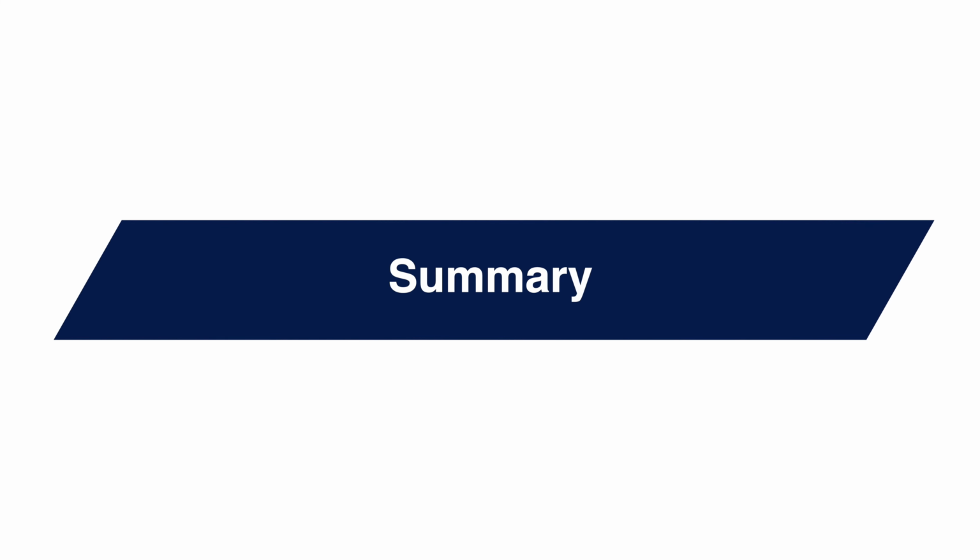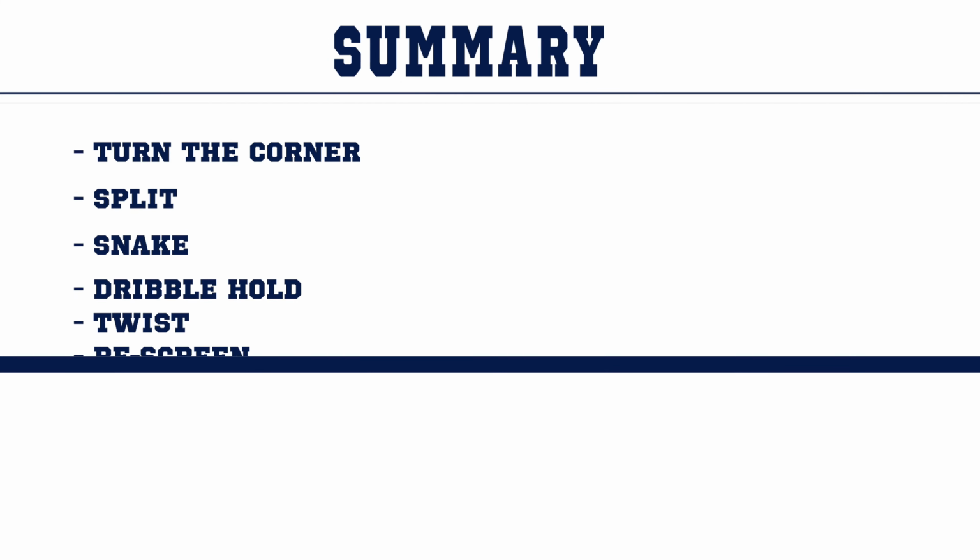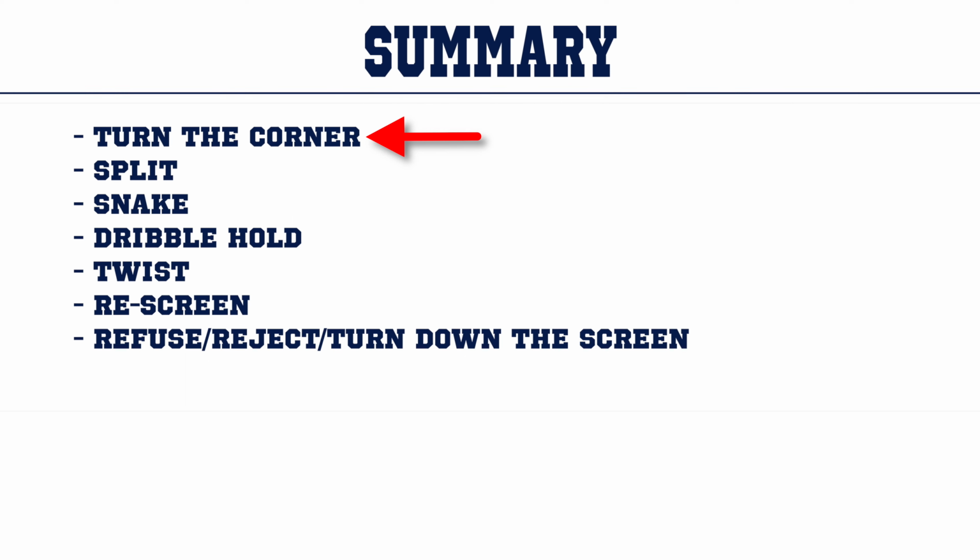So just to quickly review, the scoring options that we went over today are turn the corner, where you use that screen; split, where you find a gap in between the defenders; snake, where you use the screen and come back behind the screen; the dribble hold, where you hold off the on-ball defender on your hip or your back; twist, where you change the angle of the screen; rescreen, where you set an immediate second screen for the ball handler; and then refuse, reject, or turn down the screen when you notice that the on-ball defender is jumping over the screen.